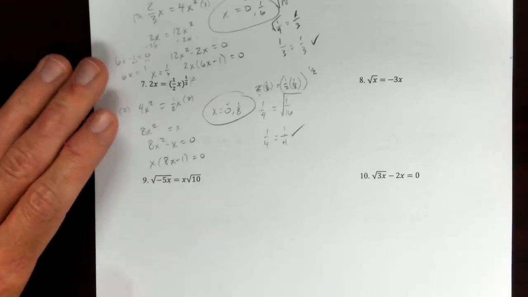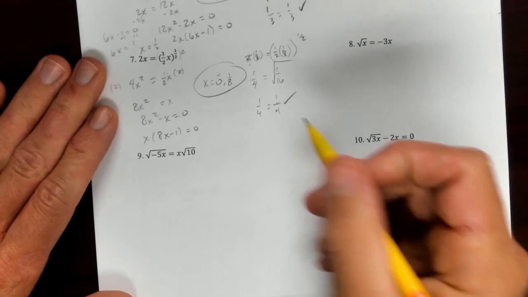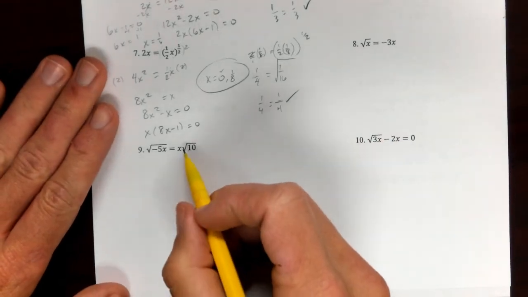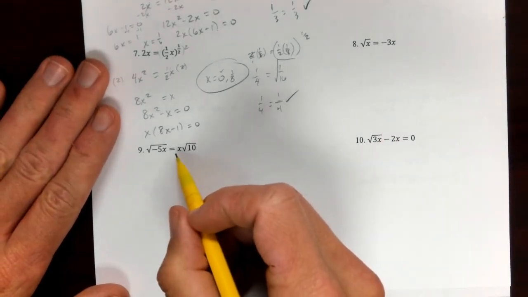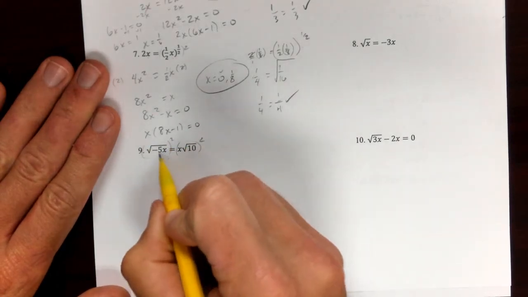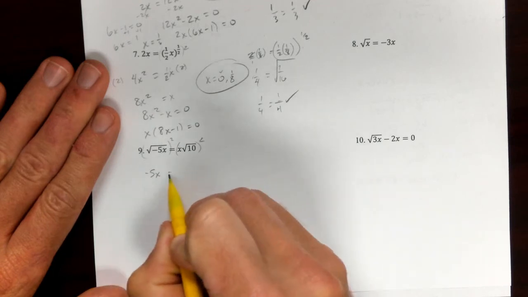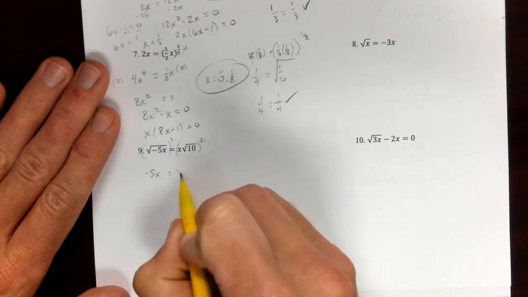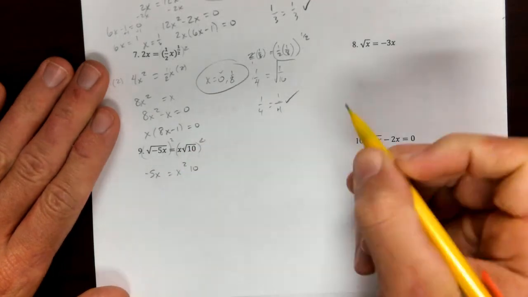Alright, now once again, let's go to number 9. Okay, I've got an x in front. Guess what? No big deal. We're going to square both sides. Let's get rid of our square roots. So I've got negative 5x over here. Over here I've got x squared times 10.